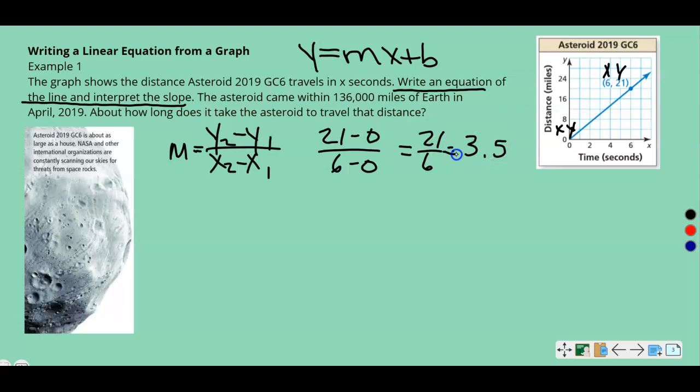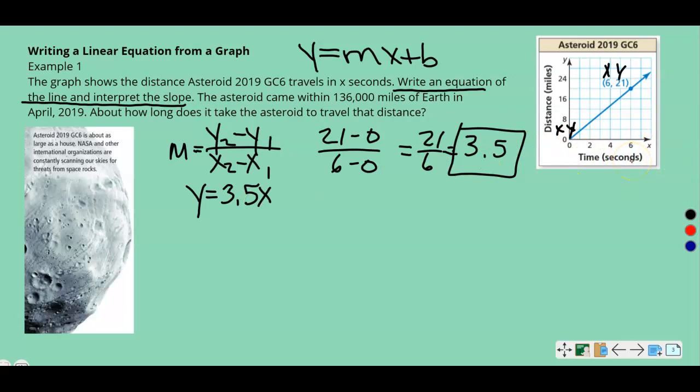All right, now that we have m, and we know that the y-intercept is 0, we can say y equals 3.5x plus 0. And if it's plus 0, we really don't have to have that as part of the equation because 0 doesn't change anything. All right, so what does that mean? So the slope indicates that the asteroid travels 3.5 miles per second, because you can see again, this is time in seconds.